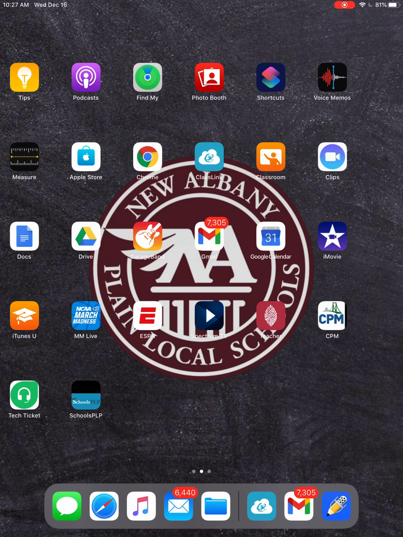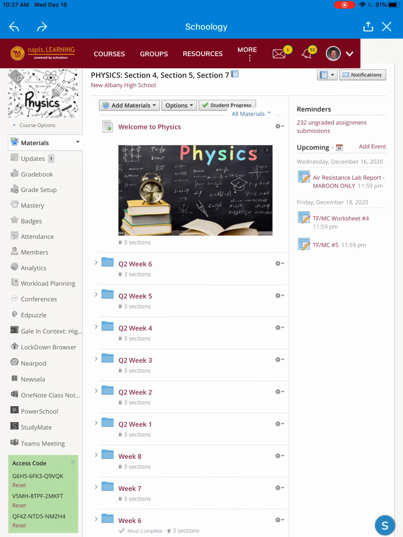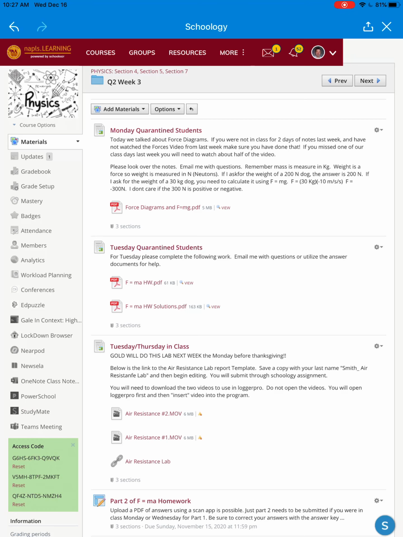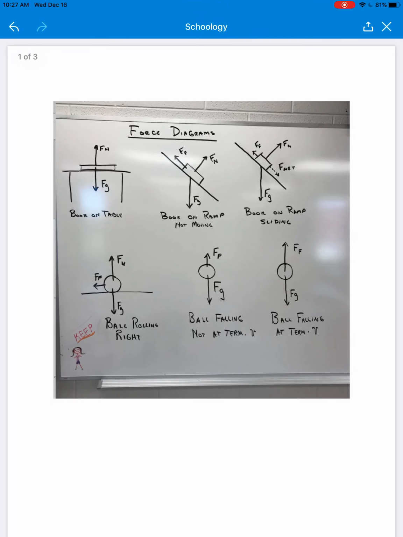Let me find it. Oh, I have to go through ClassLink. There it is. In the week 3, quarter 2 folder down here, you'll go to force diagrams, F equals mg. And remember, we have these force diagrams that I want you to know. I'll talk about some of these here and some of these in a minute. And then that will be it. So make sure you review those and know how to do these 6 things as well.